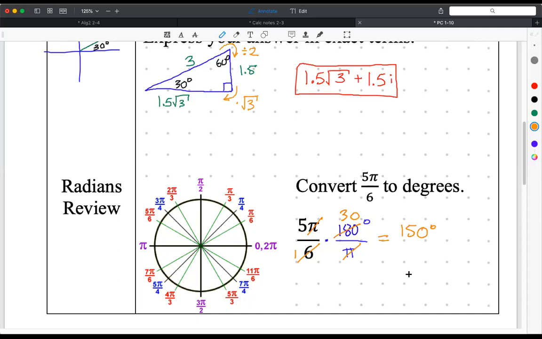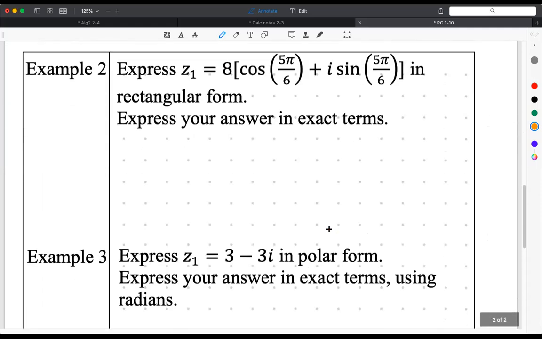And vice versa, if you ever need to multiply and convert to radians, you'll just take the reciprocal of this fraction. You want radians, so you want pi in the numerator. So just be aware you can convert to radians if you need to. All right, we're on the second side. Example number 2.